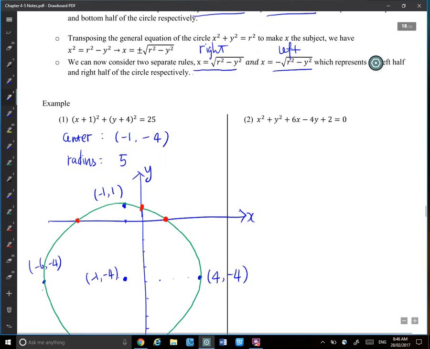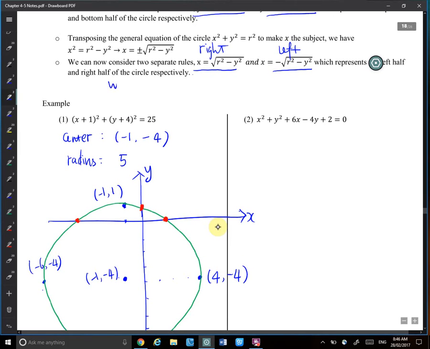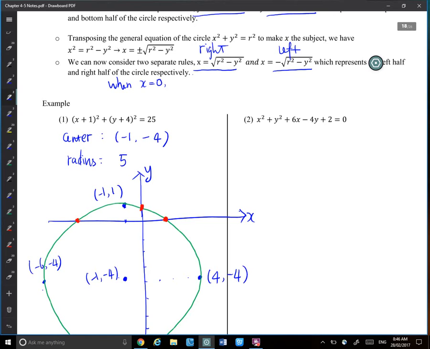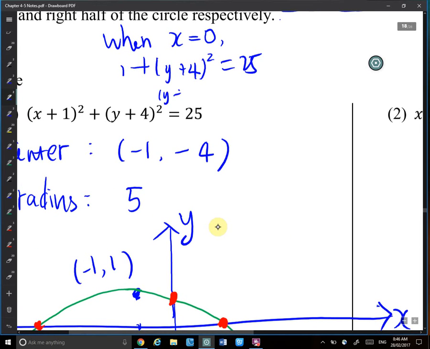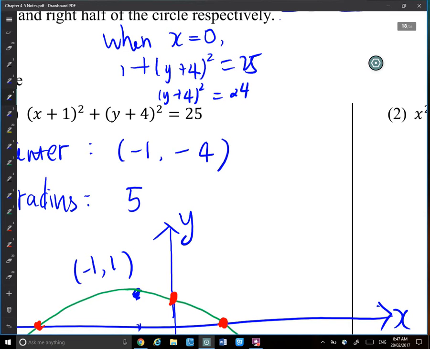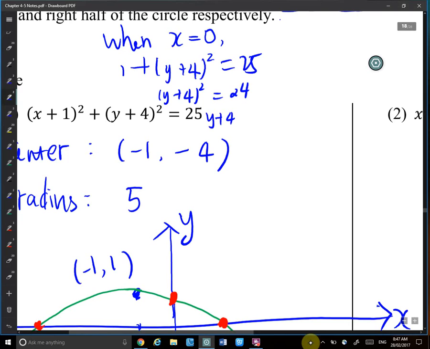It's the same as what we do for other equations. So when x equals 0, do not expand the bracket when you deal with circles. You just do it directly. When x equals 0, 0 plus 1 is 1, 1 squared is 1. So 1 plus y plus 4 squared equals 25. Do not open the bracket, then we have y plus 4 squared equals 24. And directly square root both sides. And you have y plus 4 equals plus minus square root 24.